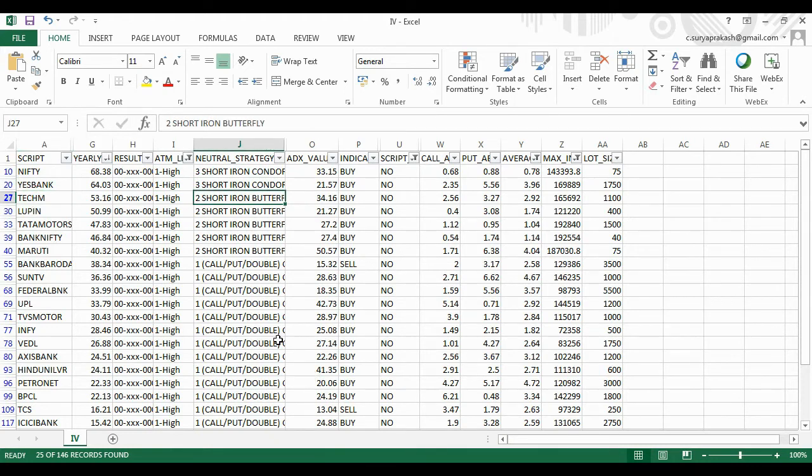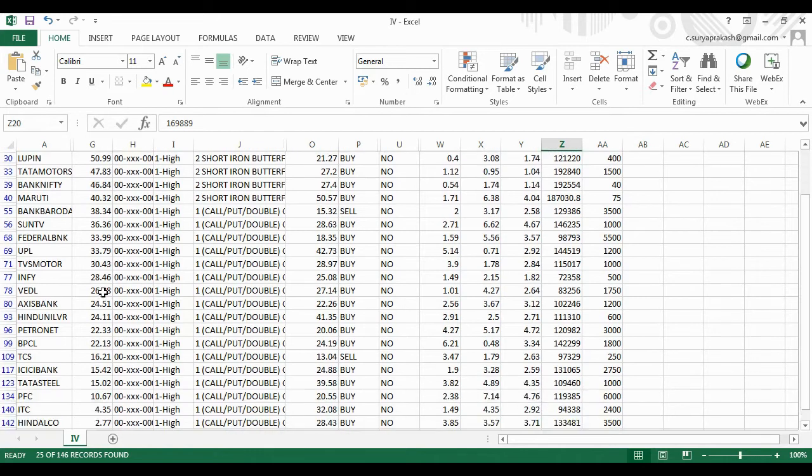Based on your risk appetite you can select the stock and the strategy, but this will give you the most preferred strategy for the particular volatility that is selected. Okay, you can also see the maximum amount of input that is required for that particular strategy, like the short iron condor.